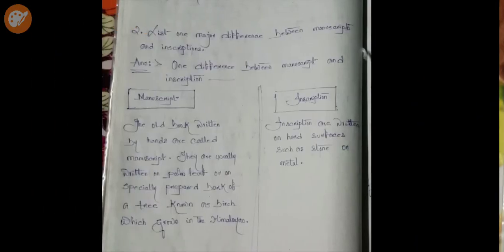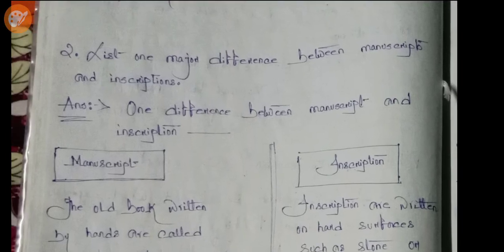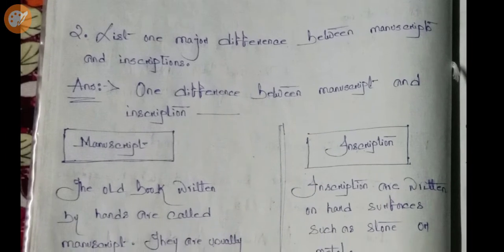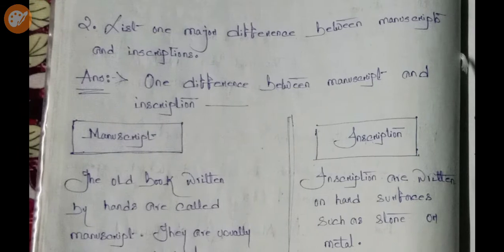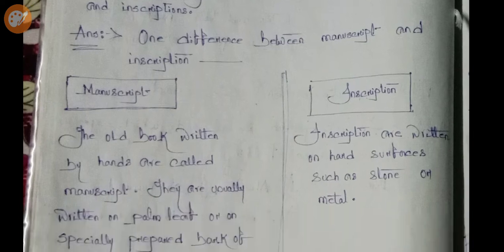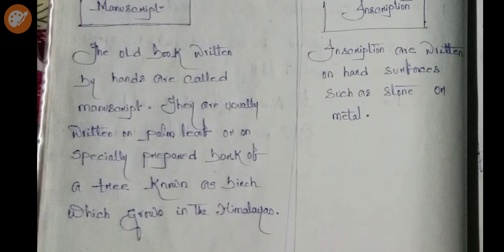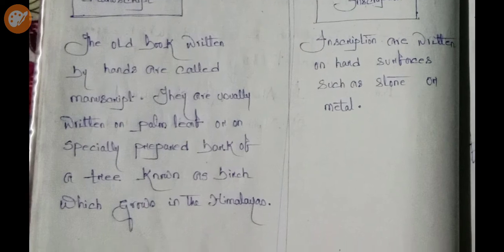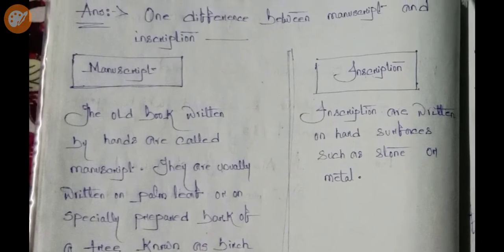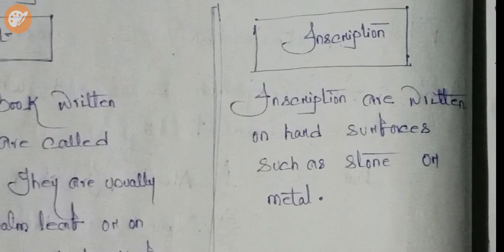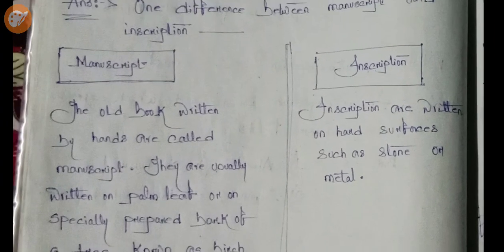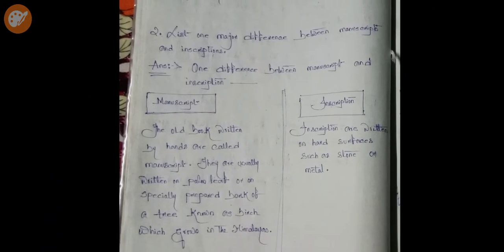Moving on to the second question of the chapter. List one major difference between manuscript and inscription. So what is the basic difference between manuscript and inscription? Manuscripts, the old books written by hand, are called manuscripts. They are usually written on palm leaf or on specially prepared bark of a tree known as birch, which grows in the Himalayas. Moving on to the inscription. Inscriptions are written on hard surfaces such as stone or metal. So this is all about the basic difference between manuscript and inscription.